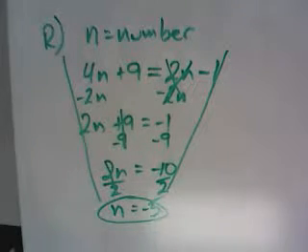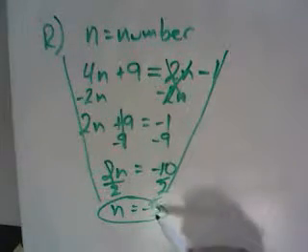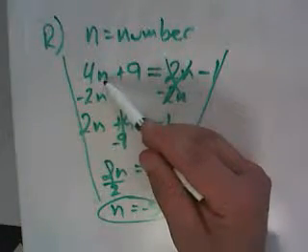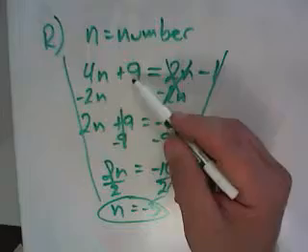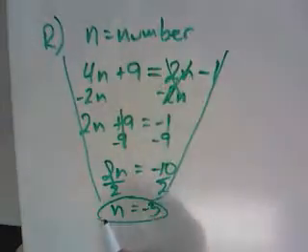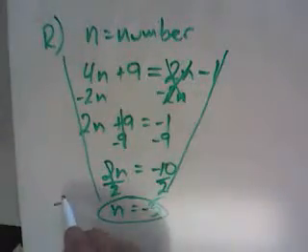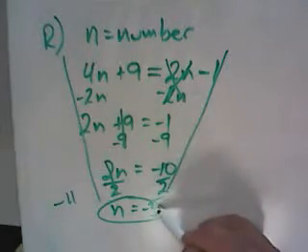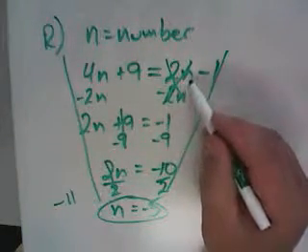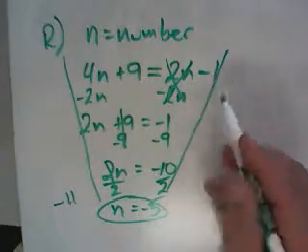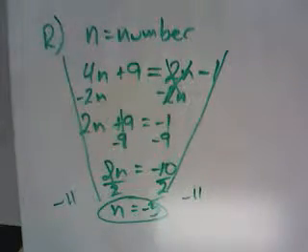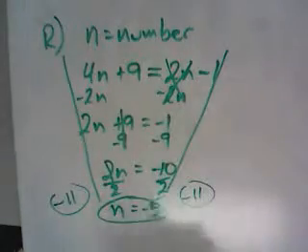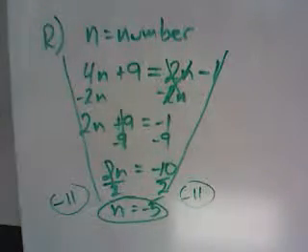It's always a good idea to go back and plug your number in and make sure that it makes sense. For example, if I plug in negative 5 here, 4 times negative 5 is negative 20, and negative 20 plus 9 is negative 11. So on one side, I get negative 11. On the other side, if I plug in negative 5, 2 times negative 5 is negative 10, and negative 10 minus 1 is also negative 11. And so as long as these two sides of the equation are equal, then I'm pretty sure I got that answer correct.